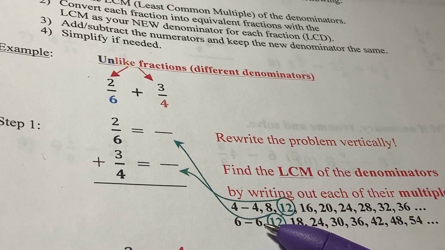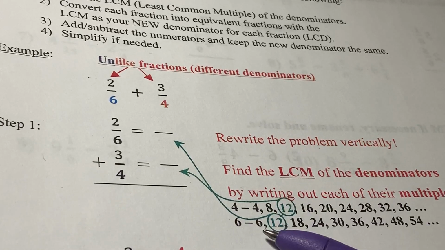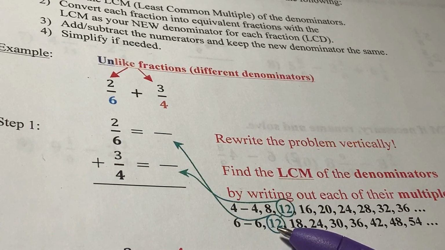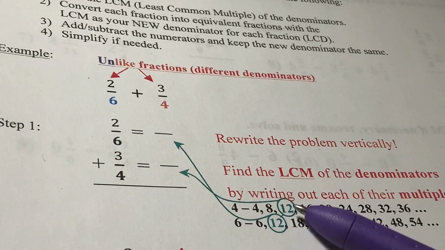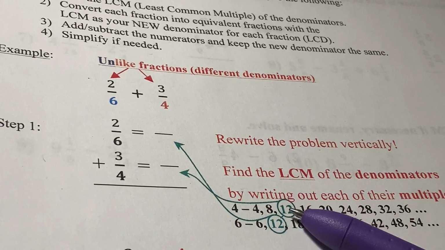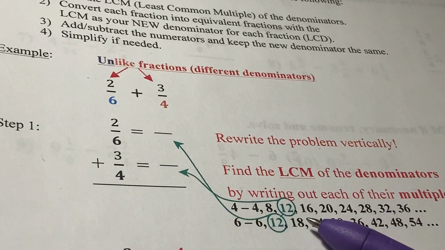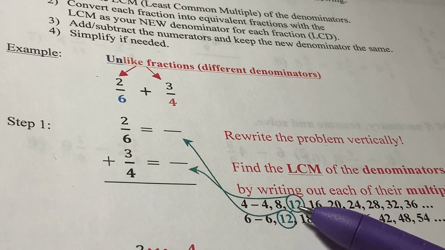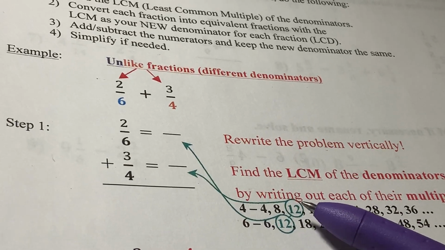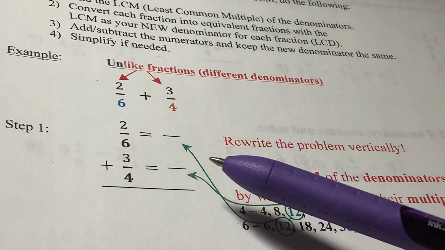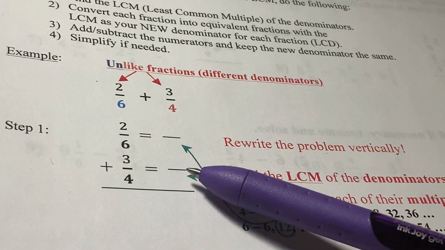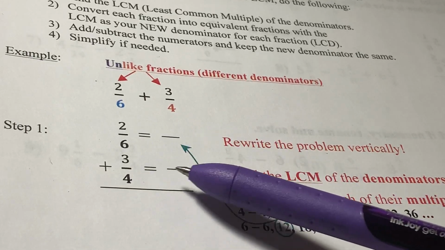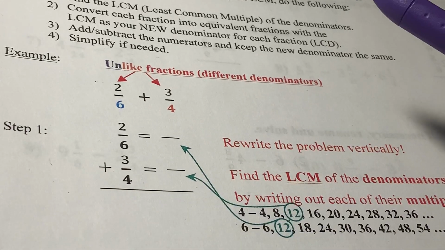6 times 1 is 6. 6 is not in the 4 times table, so move on. 6 times 2 is 12. Wait, hold on. 12 is in the 4 times table because 4 times 3 is 12. I found the LCM. I'm done. No need to write all these multiples out. So 12 is my LCM, least common multiple, and that number 12 will become the LCD, the least common denominator for each of these two new equivalent fractions.